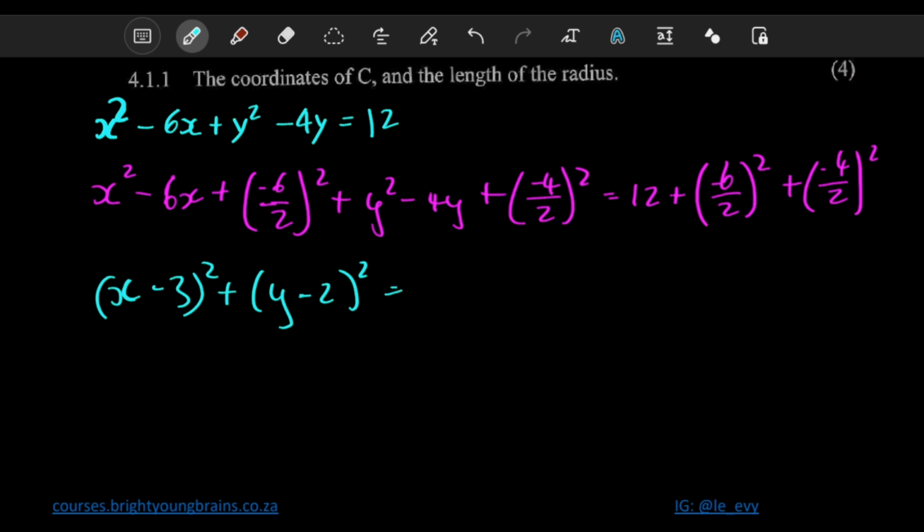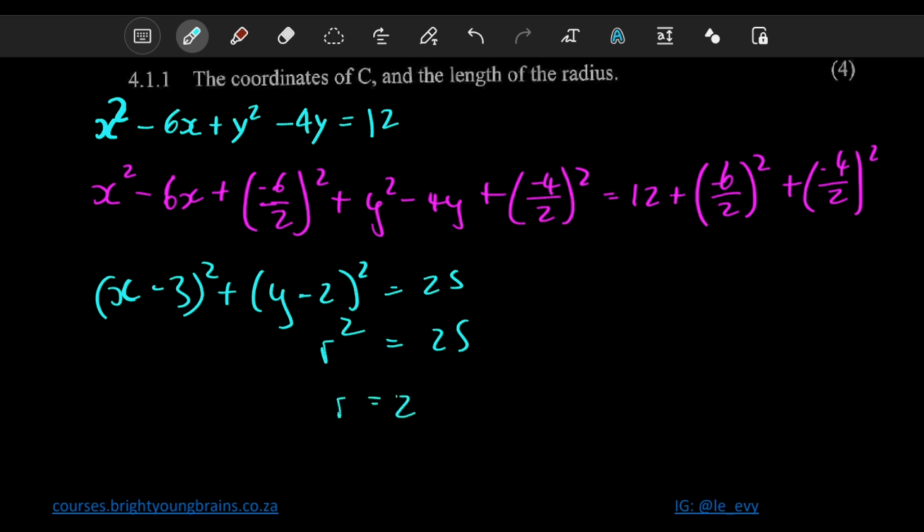And then on the other side, feel free to throw everything into your calculator, because that's exactly all you've got to do. If you do, you're getting 25 here. So obviously if you're going to put everything in standard form, this is your r squared. You see, r squared is equal to 25, because this is already in standard form of a circle.